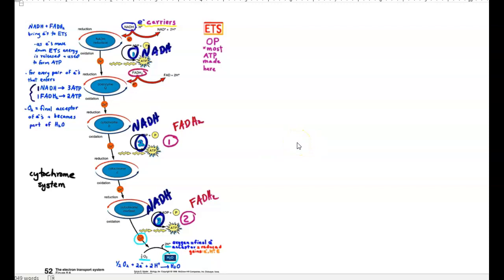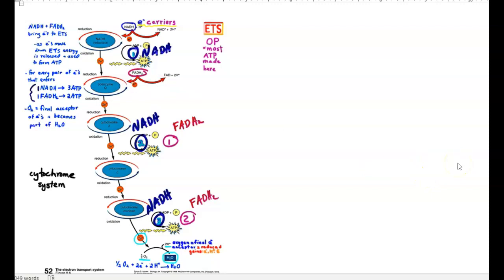The electron transport system has another name, also called the cytochrome system. So when you hear the word cytochrome system, that is the electron transport system. For every NADH, we're going to make 3 ATPs. But for every FADH2, we're only going to make 2, because FADH2 brings its electrons to the second step. It skips the first step, bringing its electrons further on in the cycle, so it only makes 2 ATPs.